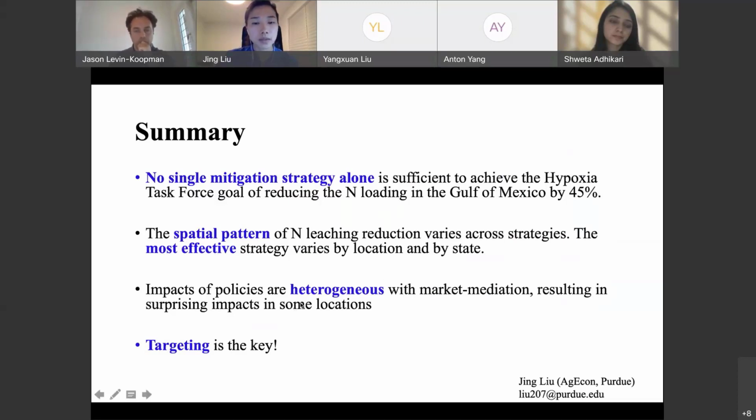And then we show this market mitigation effect that will give some spillover outcomes in the non-targeted regions. And finally, targeting is the key. So we show that for those policies, if we focus on some very leaching-prone land, it could give you very effective reduction outcomes. Well, I will stop here and open up for questions.